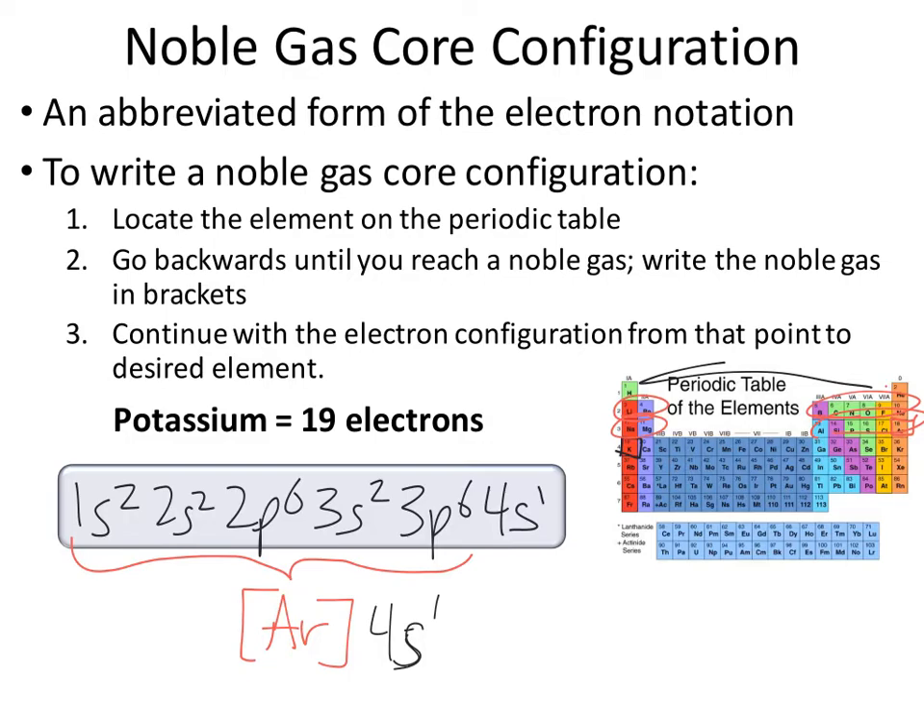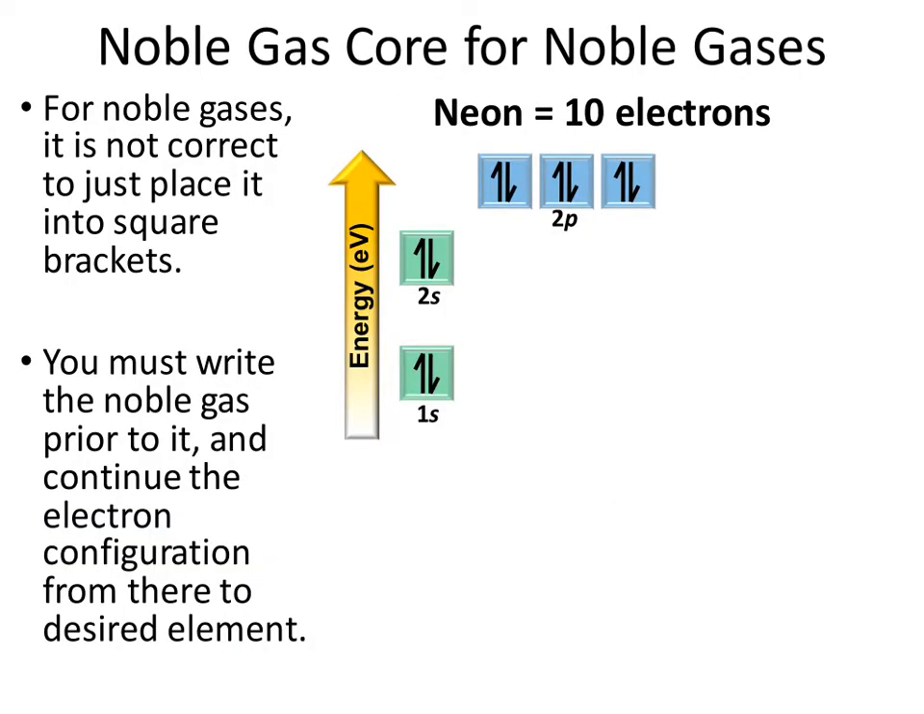So this is called the noble gas core configuration, where we use our noble gases as starting points and put them in square brackets, representing all of this electron configuration. Now, what a lot of people do is say, if I want to find the electron configuration of neon, shouldn't it just be bracket Ne if we use our noble gas core? No, you have to use the noble gas prior to that element. So when we look at neon, the noble gas prior to neon is actually He.